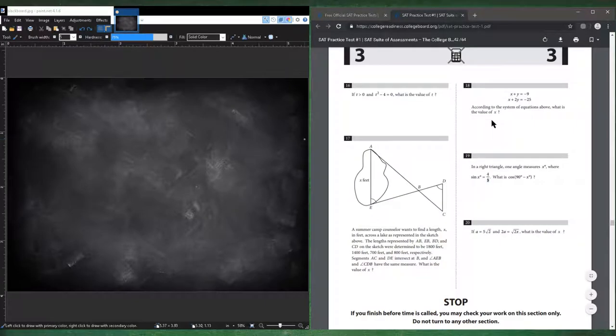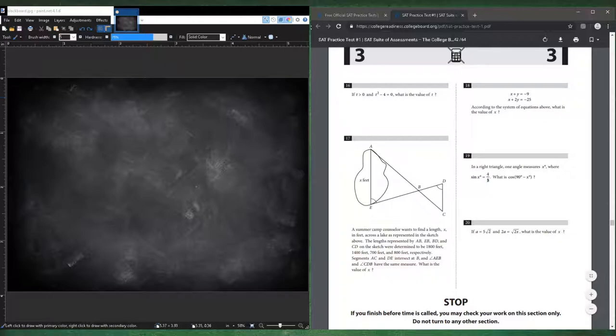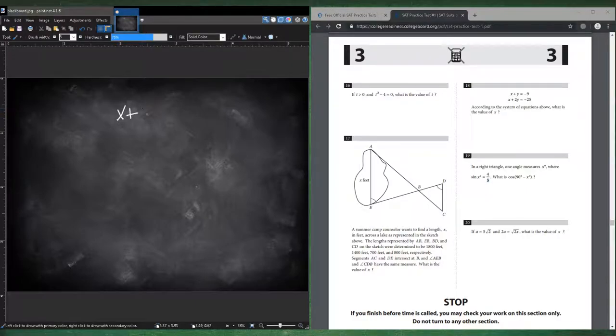According to the system of equations above, what is the value of x? So this is just a system of equations question. Since there's a negative and a positive on both sides, I should just multiply one side by negative one and add to the other. I see the x terms are both 1 already. So I'll make one of them negative and add, so they cancel out. I'll keep the first one positive, so x plus y is negative 9. And I'll multiply the second equation by negative 1. So it's negative x minus 2y is equal to 25.